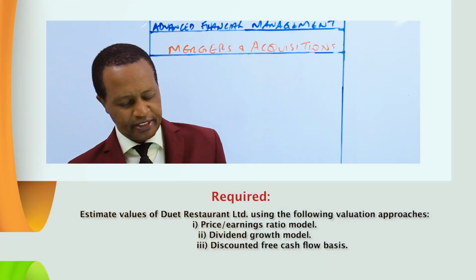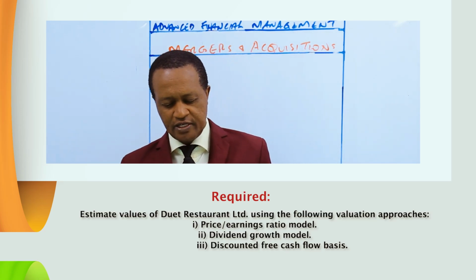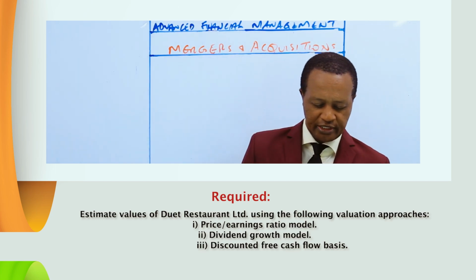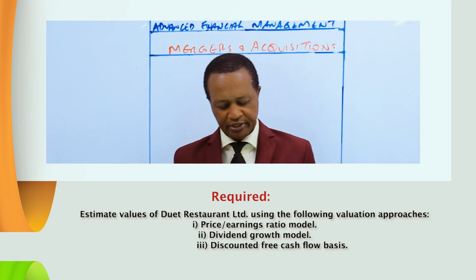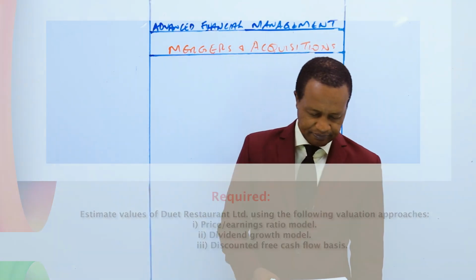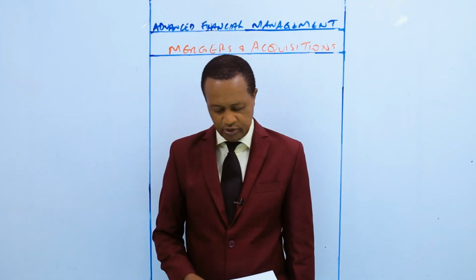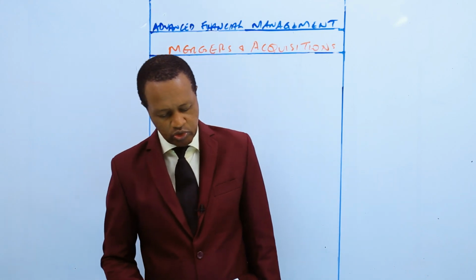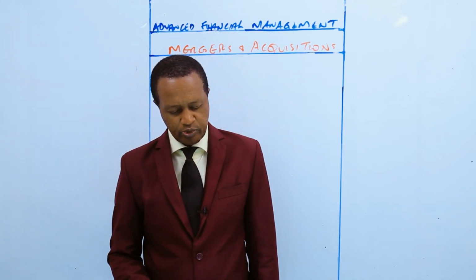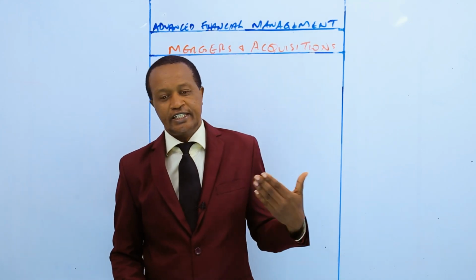Required, estimate the values of Duet Restaurant Limited using the following valuation approaches. 1 is the PE ratio model. Number 2, the dividend growth model. Number 3, we have the discounted free cash flow basis. So that is the question. And we are required to calculate, using the PE ratio model, the valuation of this target company.